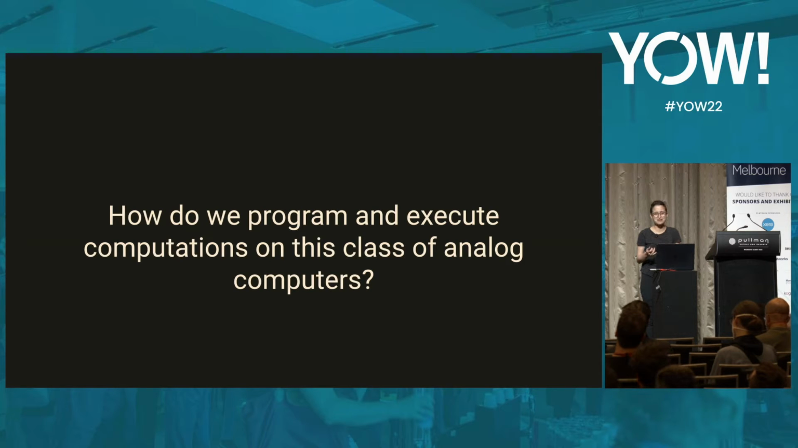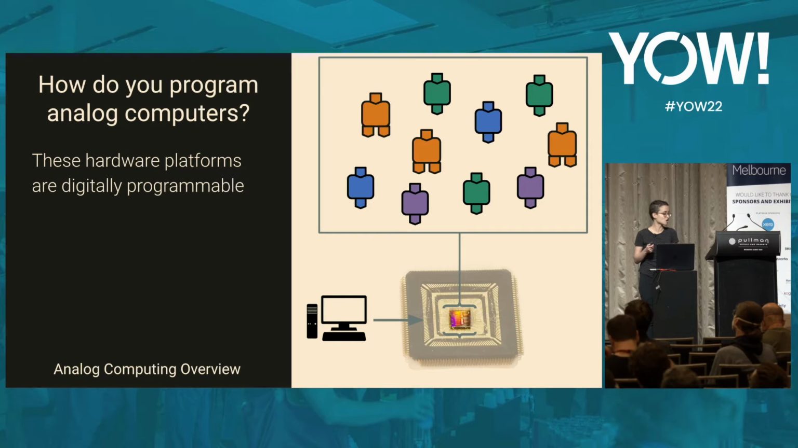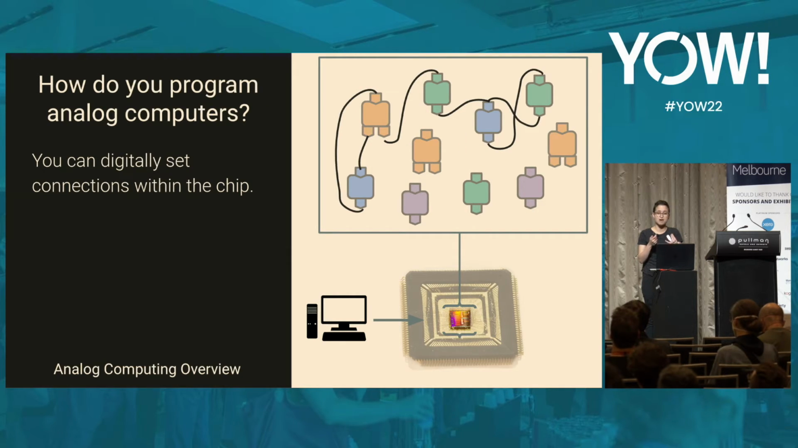And it might not surprise you that programming this hardware is a little strange. Within each of these devices, there are collections of computational blocks. And as I mentioned before, these hardware platforms are digitally programmable. There are two different ways you program this hardware. First off, you can enable bits within the hardware to enable connections within the chip, and you use this to form circuits. So you can use this programming method to form a variety of different circuits that connect together blocks in the hardware.